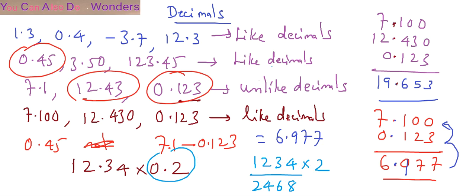Now we need to see how many decimal places each number has. Then add them. The first one has 2 decimal places, the second number has 1 decimal place. So 2 plus 1 is 3. That means the result should have 3 decimal places. So the decimal point will come here, isn't it? So it becomes 2.468.